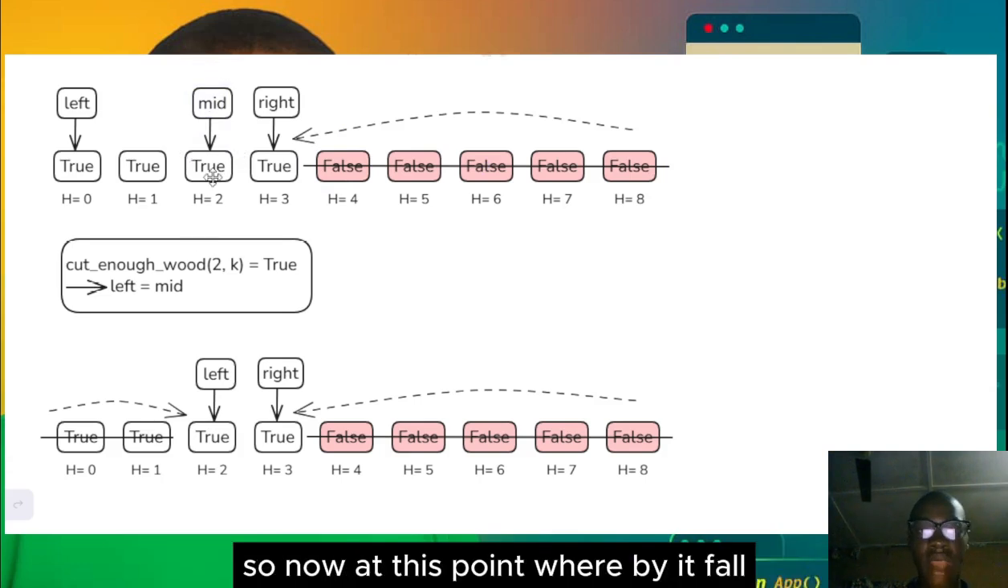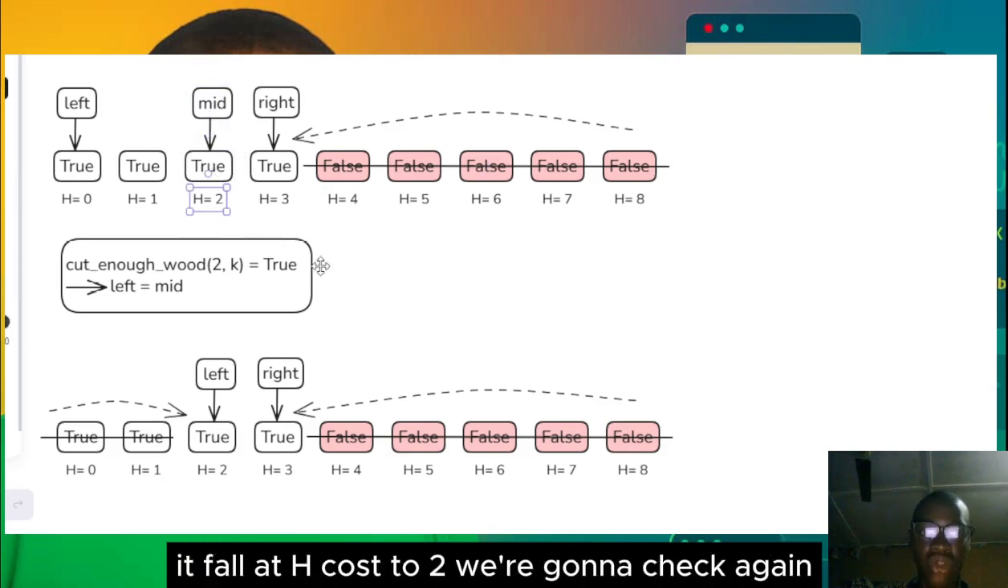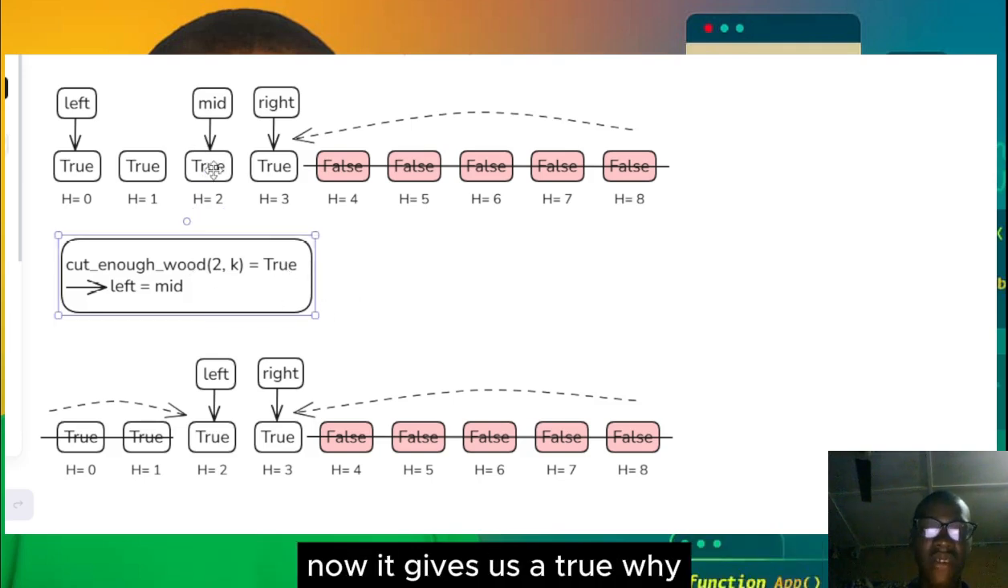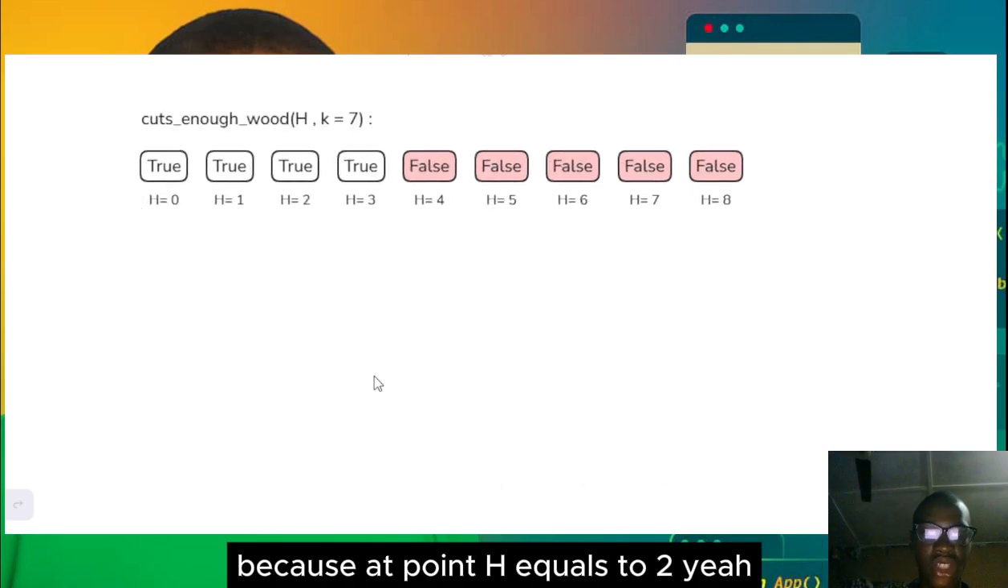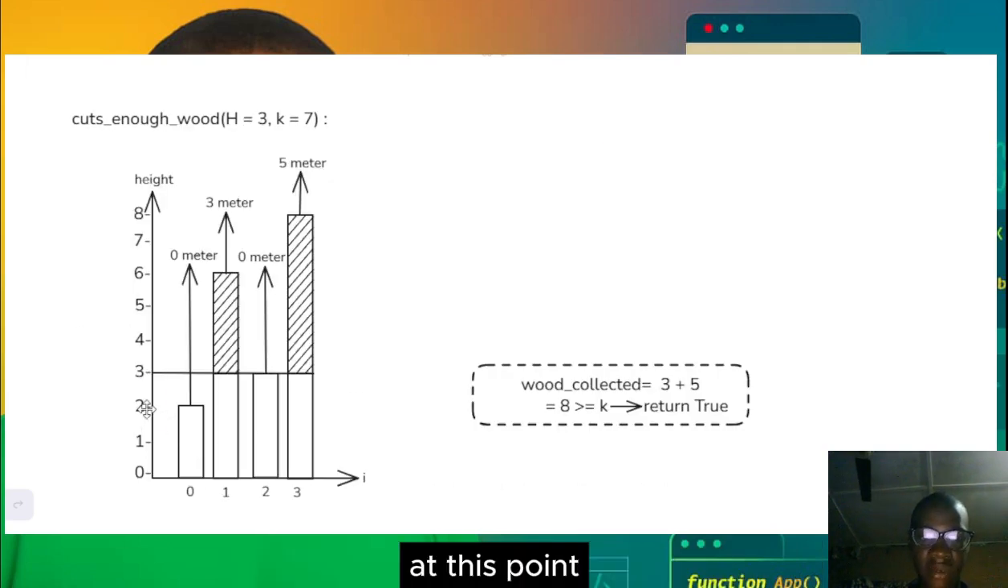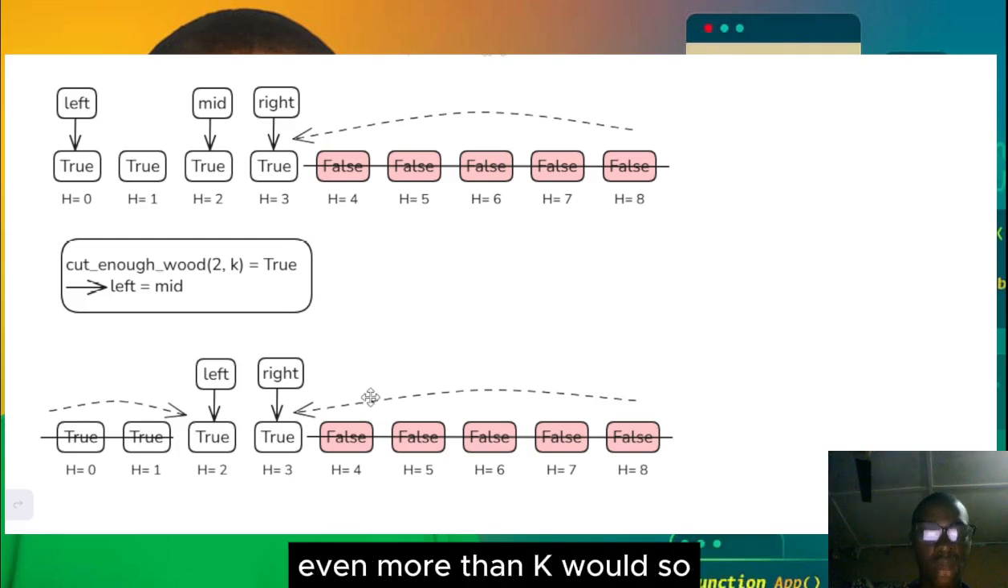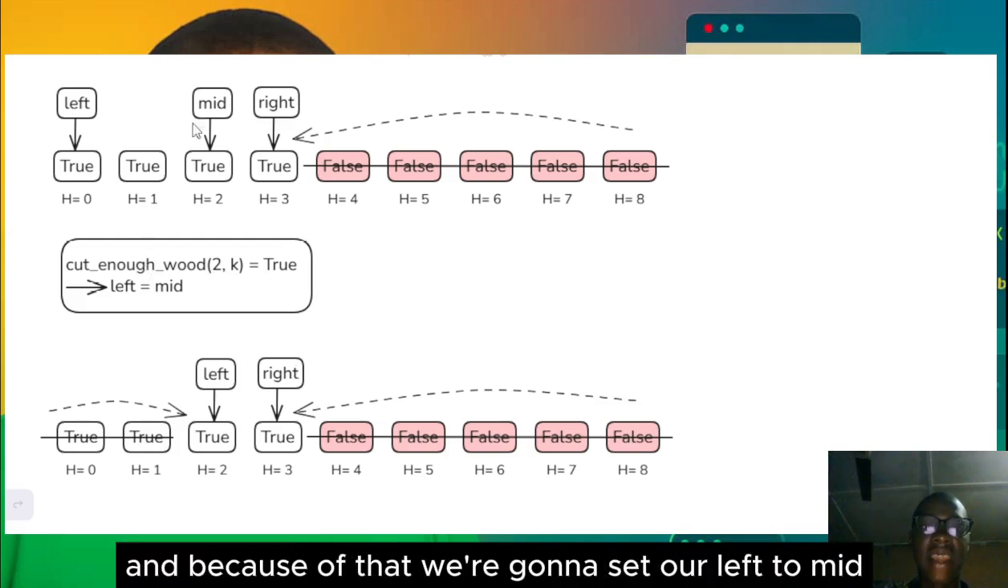Now at this point, where it falls at h equals 2, we are going to check again to see if it gives us true or false. Now it gives us true. Why? Because at h equals 2 here, it's still going to give us at least k wood, even more than k wood. Because of that, we are going to set our left to mid.